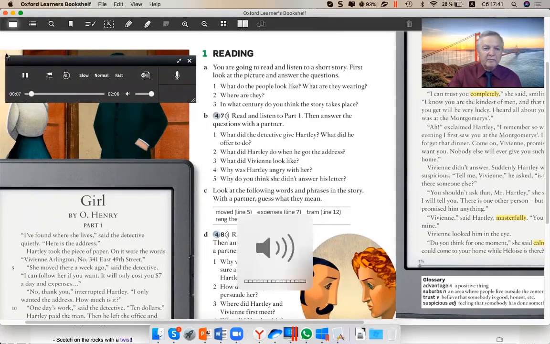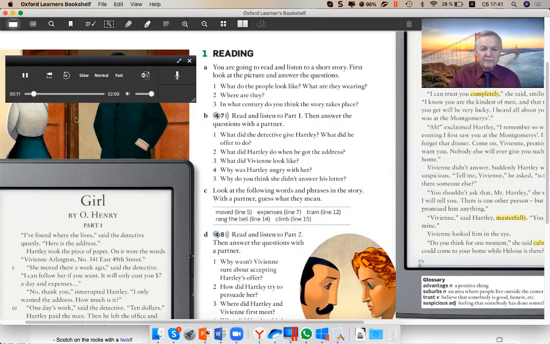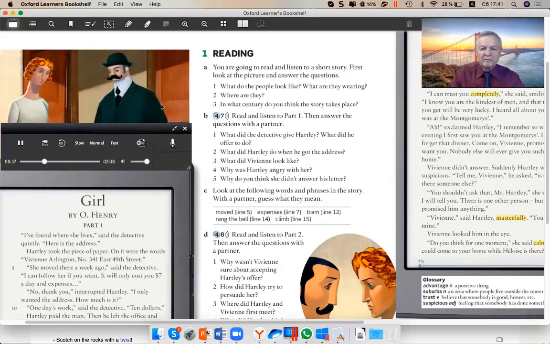Girl by O. Henry. Part 1. I've found where she lives, said the detective quietly. Here is the address. Hartley took the piece of paper. On it were the words, Vivian Arlington, number 341, East 49th Street. She moved there a week ago, said the detective. I can follow her if you want. It will only cost you $7 a day and expenses. No, thank you, interrupted Hartley. I only wanted the address. How much is it? One day's work, said the detective. $10. Hartley paid the man.